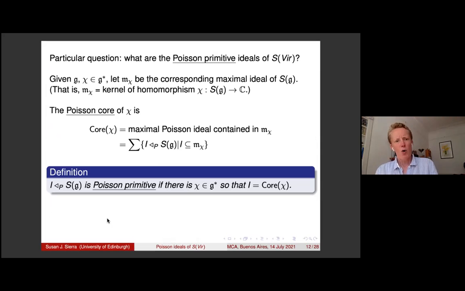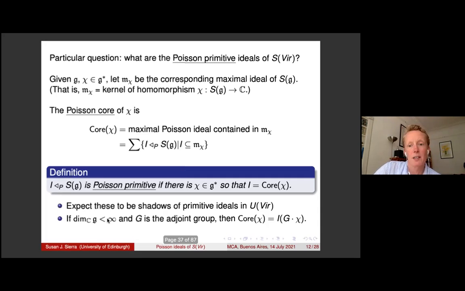The Poisson core of this function or of this maximal ideal, which I'll write core of chi, is the maximal Poisson ideal contained in the maximal ideal corresponding to chi. So breaking that down a second, the maximal ideal corresponding to chi is certainly an ideal in the symmetric algebra, but it's probably not a Poisson ideal. So here we're looking for the biggest Poisson ideal contained inside this maximal ideal. And we say a Poisson ideal is Poisson primitive if it is the Poisson core of one of these functions.